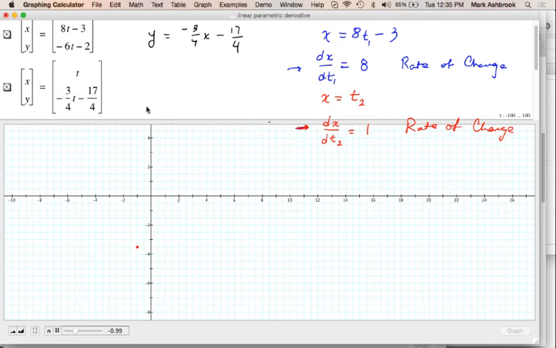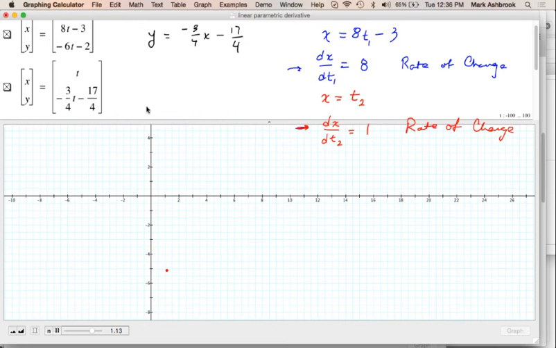Like here, how about this? The humidity on a mountain, right? The temperature and humidity as a function of elevation. So if you're on a mountain, elevation would be your t, and then your humidity and your temperature could be your x and y based on what elevation you're at. Is that something like that?